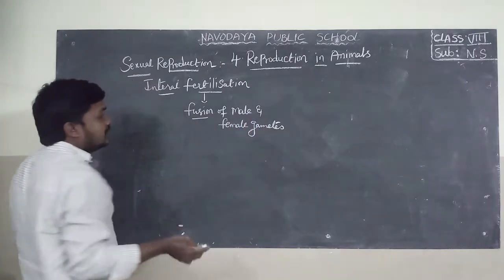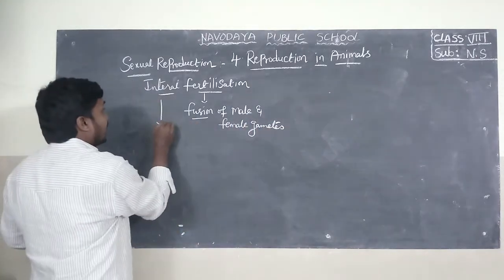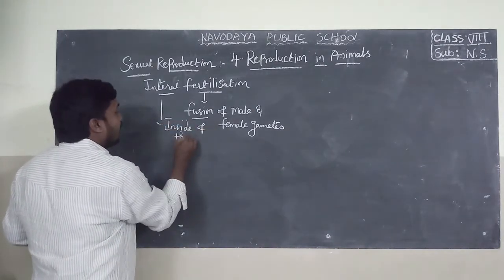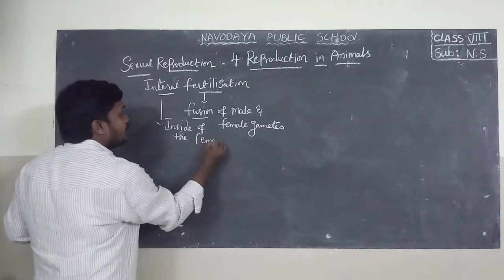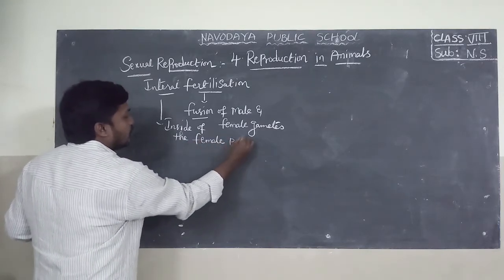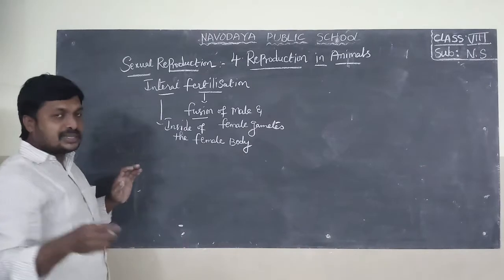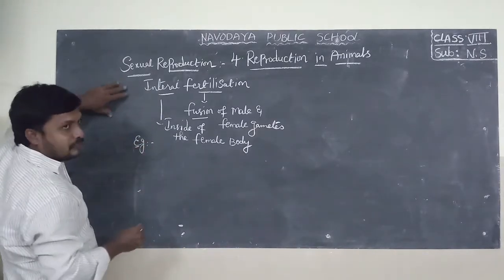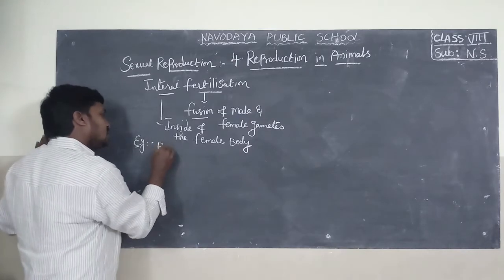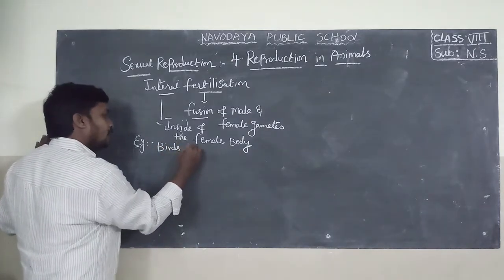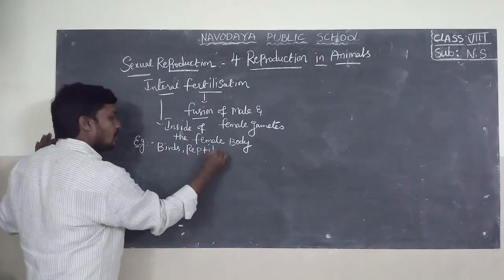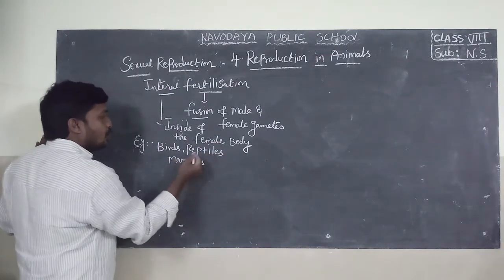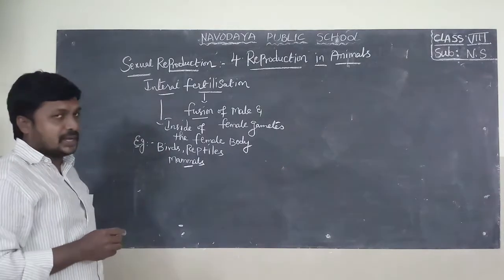This fusion takes place inside of the female body. Fusion inside of the female body is known as internal fertilization. Examples of organisms which perform internal fertilization are birds, reptiles, mammals. If you observe this group of organisms, we can see internal fertilization.